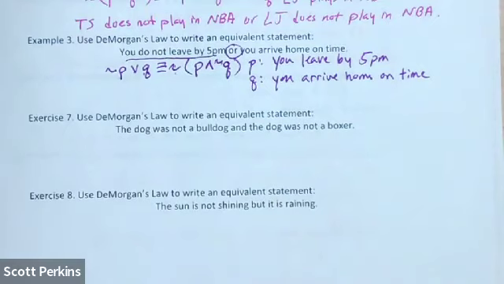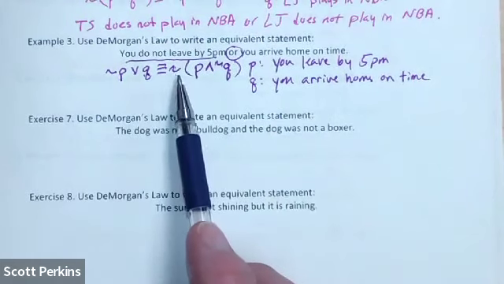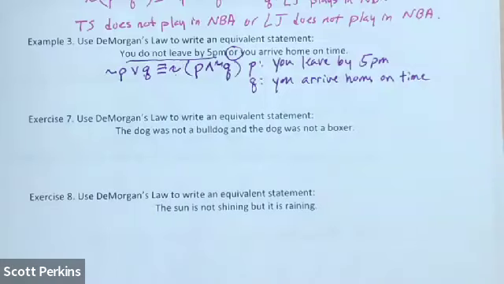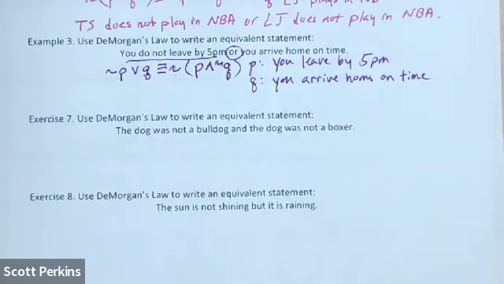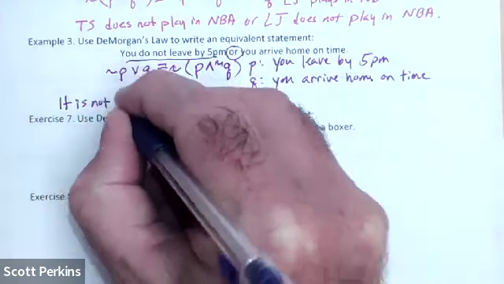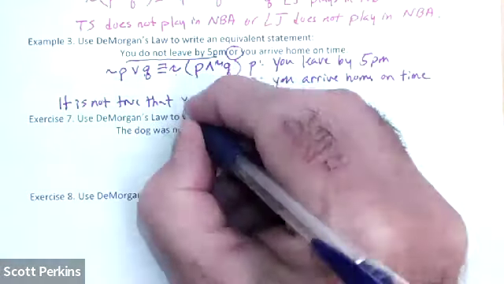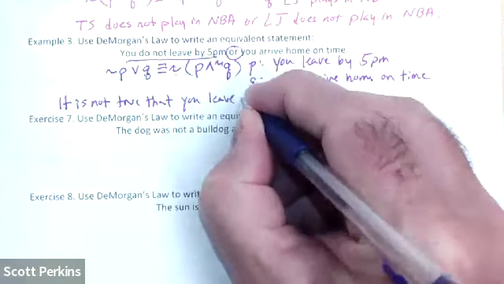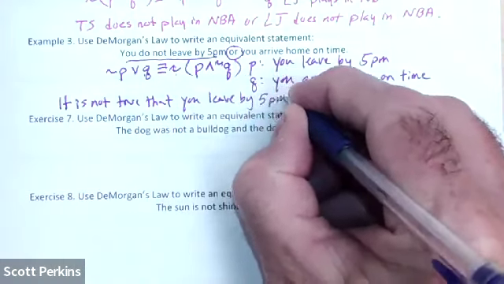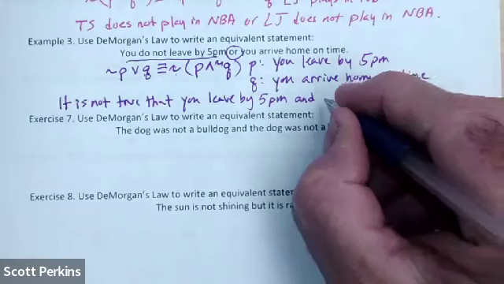Now I'm going to finish this up. So just one more time. I won't exhaust you and ask you this again. When I have the squiggly in front of the parentheses, how do I start my statement out? Yeah, you can either say it is not true that, or it is false that. Whatever your flavor is. I'm gonna say it is not true that statement P, you leave by 5 p.m. and squiggly Q, you do not arrive home on time.